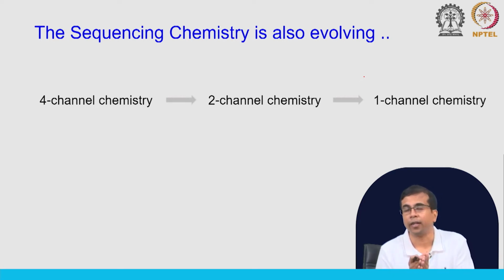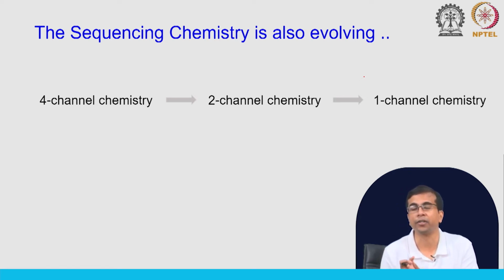So, one thing I would also like to mention is that these sequencing methods are also changing very rapidly. Here is one example of the sequencing chemistry in Illumina that is also evolving, starting from 4 channel chemistry where you needed fluorescent signals to detect these 4 bases. It has now come down to 1 channel chemistry. So, it needs only 1 signal to detect even 4 bases.